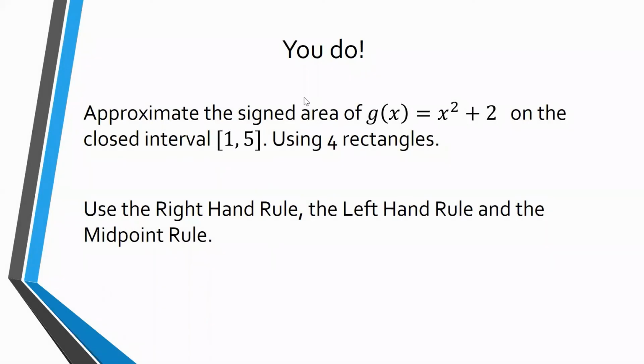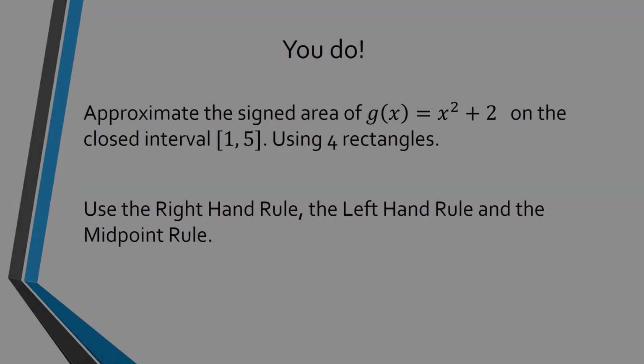I would like you to pause the video and approximate the signed area of our function g of x on a closed interval from 1 to 5 utilizing 4 rectangles. Try all 3 of the rules that we talked about. Try the right-hand rule, try the left-hand rule, and try the midpoint rule, all with 4 rectangles.